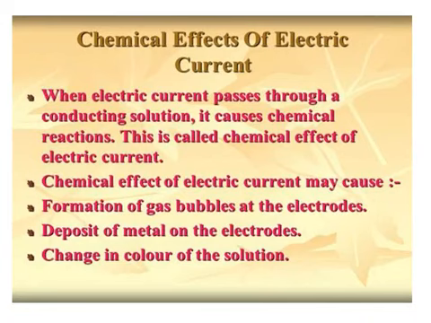Chemical effects of electric current. When electric current is passed through a conducting solution, it causes chemical reaction. This is called chemical effect of electric current. Chemical effect of electric current may cause formation of gas bubbles at the electrodes, deposit of metal on the electrodes, change in color of the solution.